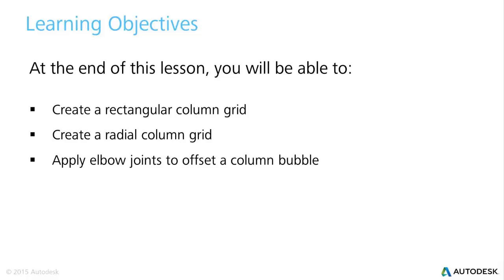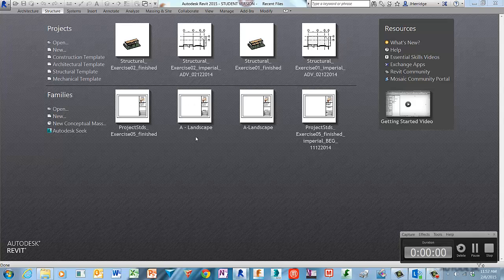Let's look at the learning objectives for video 3. At the end of this lesson, you will be able to create a rectangular column grid layout. Next, we'll take a look at creating a radial column grid as an addition to the rectangular column grid. And then we'll also take a look at modifying the column bubble locations by applying elbow joints to them. With that, let's go ahead and get started.